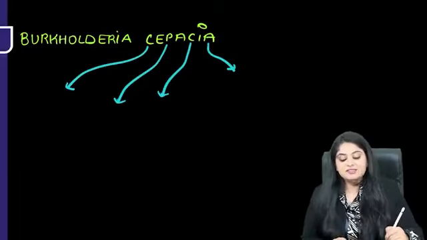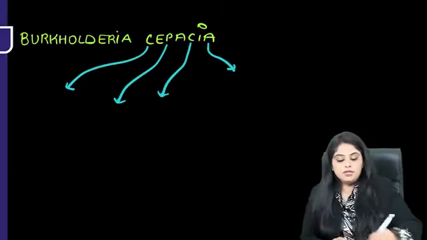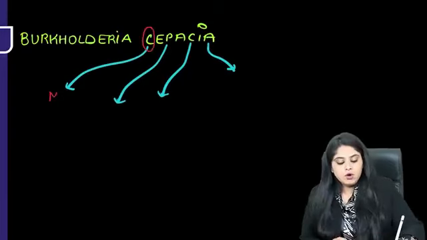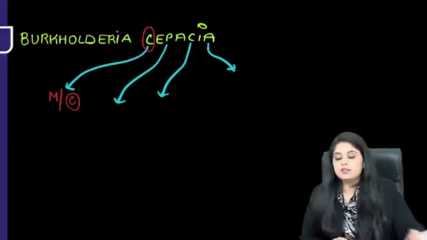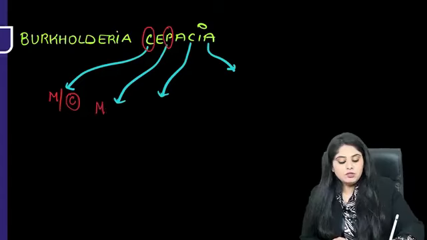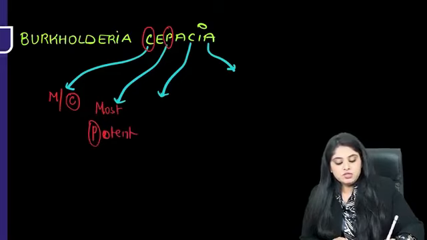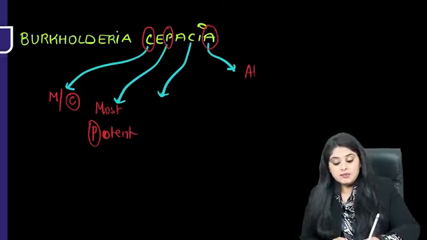That is Burkholderia cepacia. Take up alternate alphabets. So if I ask you which is the most commonly found out of them, that is Burkholderia cepacia. Also, if I ask you which is the most potent out of these, that is going to be Burkholderia cepacia. If I ask which is also antibiotic resistant, it is again this organism.